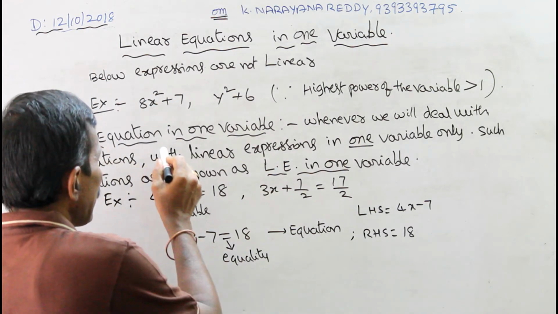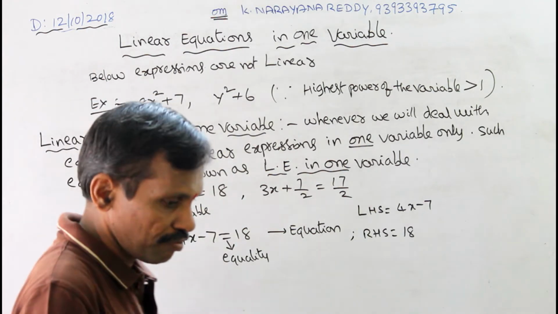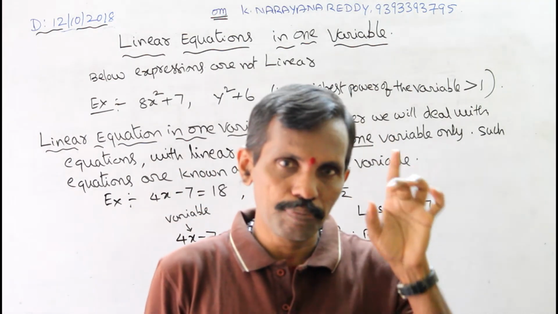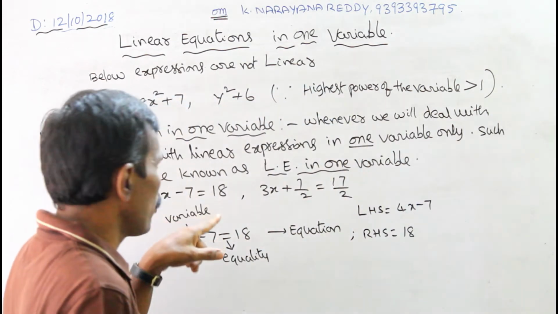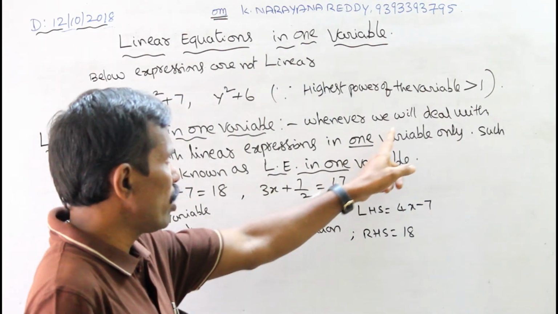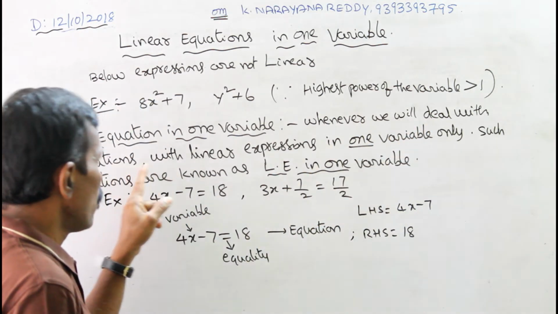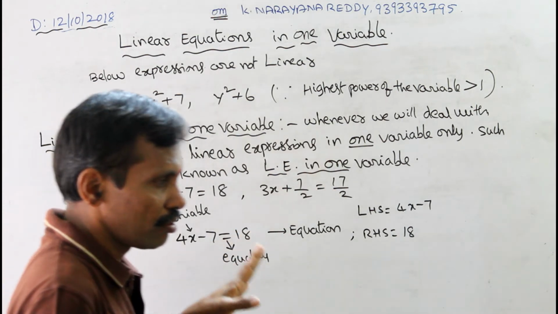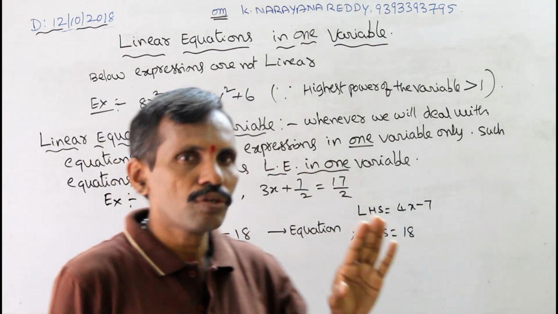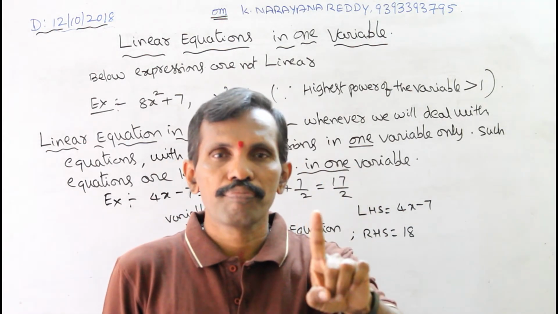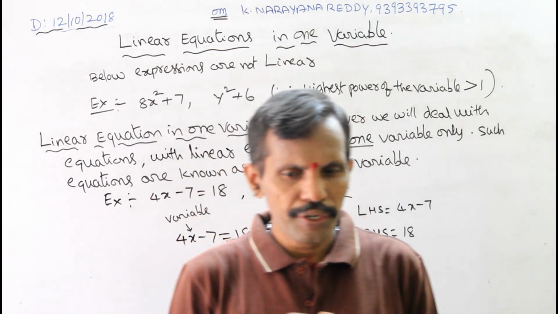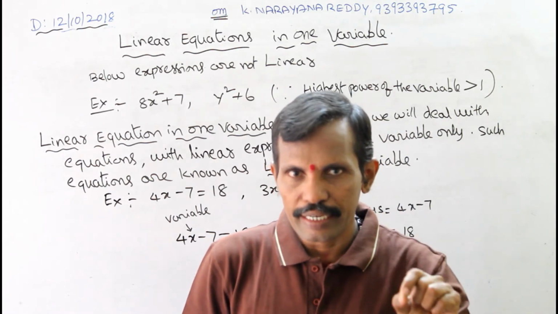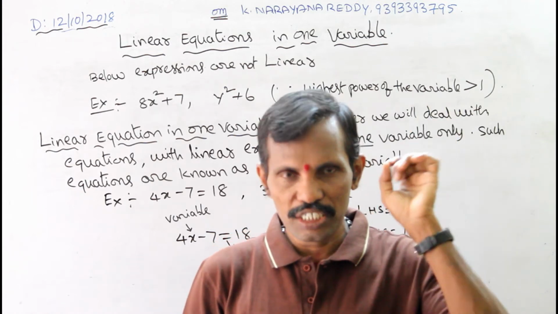Again, linear equation in one variable is very, very important. Already you know that in a linear equation the power is 1, but one variable. That means whenever we deal with equations, it is with linear expressions in one variable only. Here is one point which you have to observe carefully: a linear equation contains linear expressions. That is the most important part.